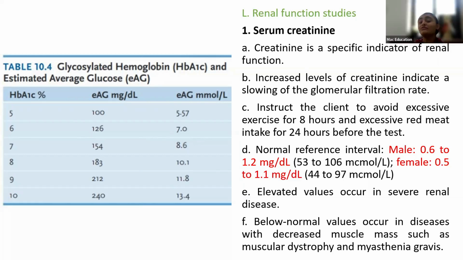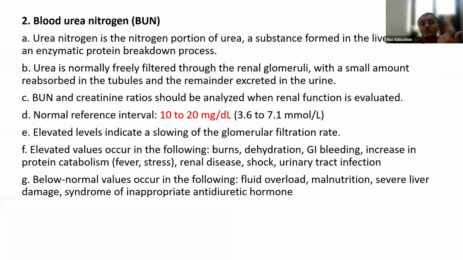But what advice will you give to the patient? Avoid excessive exercise before 8 hours. And another thing, avoid red meat meals before 24 hours. Yes, we have to advise the patient not to do excessive exercise. The patient can do normal exercise, but not vigorous exercise before 8 hours, and avoid red meat food before 24 hours. In which conditions the serum creatinine gets elevated and in which conditions it gets decreased, that we have seen. Next was BUN.